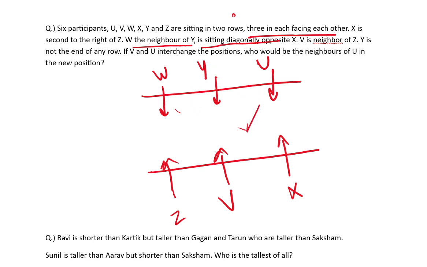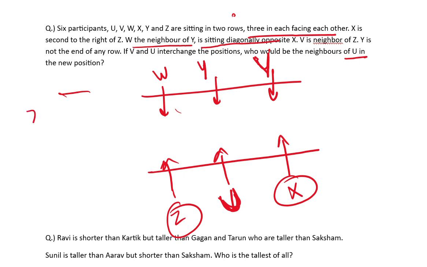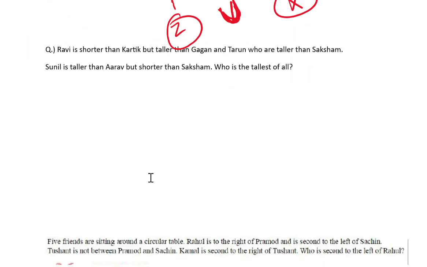V and U interchange their place. V and U are supposed to interchange their place. So V will be here and U will be here. So what is asked now? Who would be the neighbors of U in new position? Neighbor of U in new position will be Z and X. Answer. Hardly took 1 minute to solve this question.